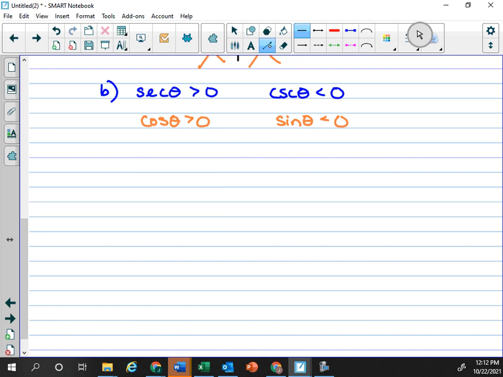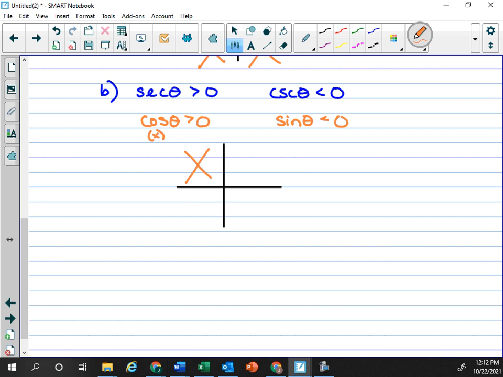Okay? So this one, I'm thinking, all right, cosine I know is my x values greater than 0. That's not on the left side. Then over here, sine, my y values, and I need those to be less than 0. Well, that's definitely not the first quadrant. So 4th quadrant it is. Okay?